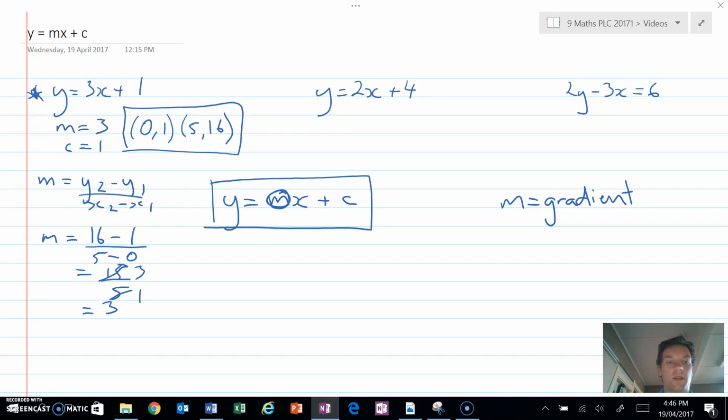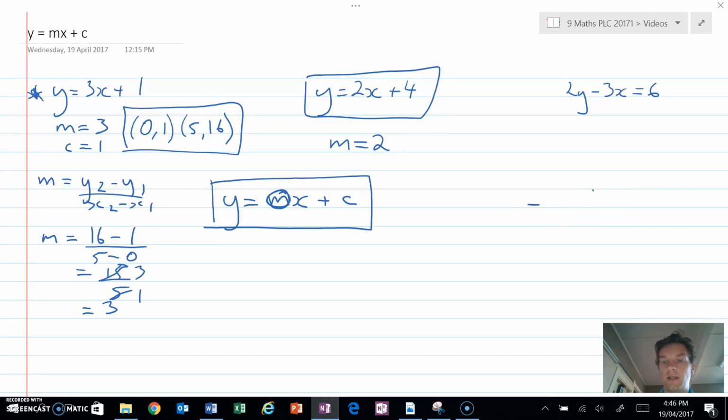So just a reminder, we have this y equals mx plus c. So if I take this second example here, we can say that the gradient equals 2. So that works out nicely. If we just go to our last example though here, we don't have the equation written in the correct form. So we don't have it equal to y equals mx plus c.